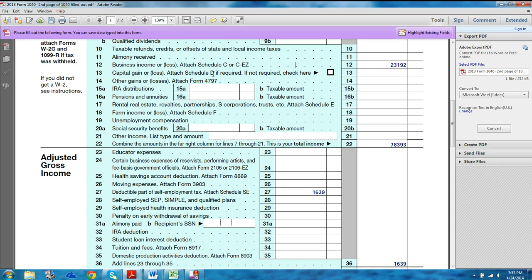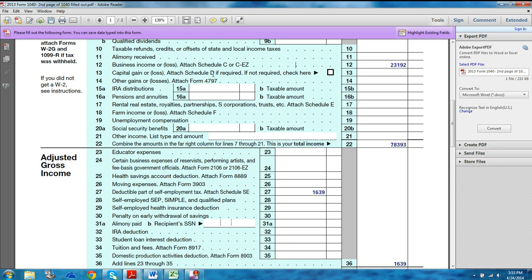Line 17, rental real estate, royalties, partnerships, S corps, and trusts. Those go on Schedule E, which flows through to this line 17. Now, if you have a rental real estate activity, that's if you own some property and somebody's paying you rent for living there. You have to report the gain, but if you have a loss on that rental activity, you might not be able to deduct it. Usually you can't, but there are some ways that you can.